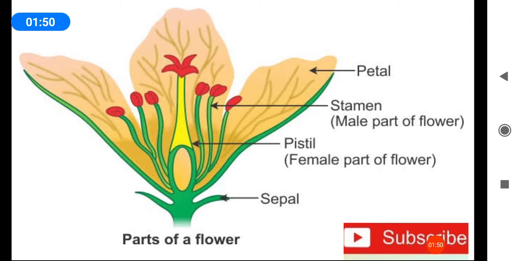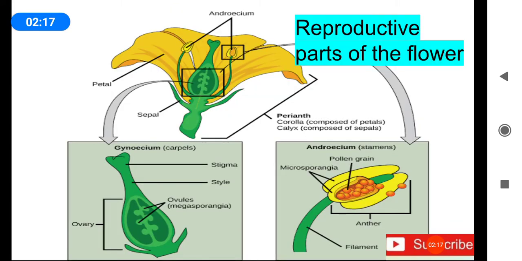Then in flowers there are four important parts. Petal and sepal are the accessory organs, and stamen and pistil are the reproductive organs. Stamen is the male reproductive part of the flower. Then pistil is the female reproductive part of the flower. So these two parts are the important reproductive parts of the flowers.